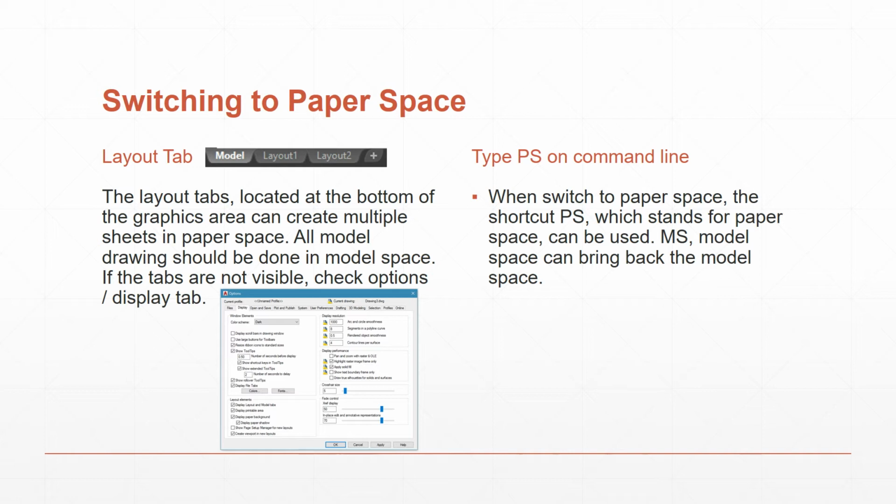When you're done in that one, you'll have 2 different ways of jumping over to the paper space command. You can click on where it says layout 1 or layout 2, or you can hit this little plus button and add more layouts if you want. Or you can just type in PS on your command line, and that will get you there. If you're not seeing these layout tabs here, in the options, you'll have that option to turn these on, and it's going to be here where it says display the layout and model tabs.